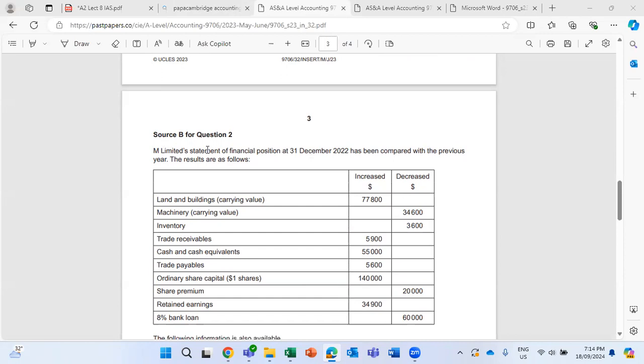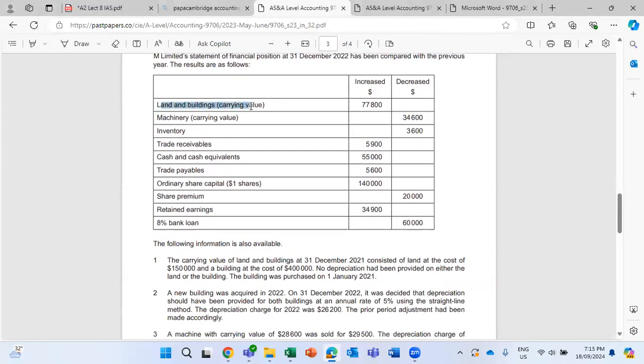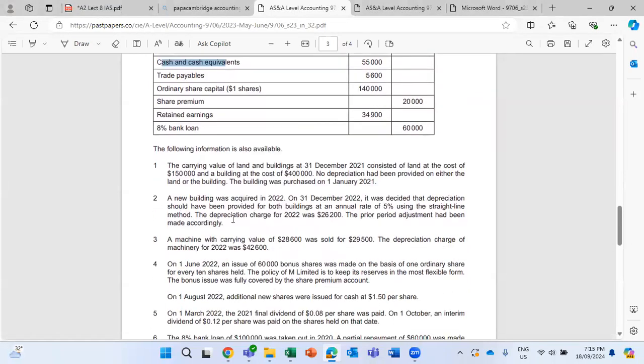So M Limited's statement of financial position at 31st December 2022 has been compared with the previous year. The results are as follows. In comparing this year with last year, what we're given here is the increase or decrease in the value of these items. We have land and building carrying value, machinery carrying value, inventory, trade receivables, cash and cash equivalents, trade payables, ordinary share capital, share premium, decrease, retained earnings, increase, 8% bank loan increase. Okay, we are also told the following information.